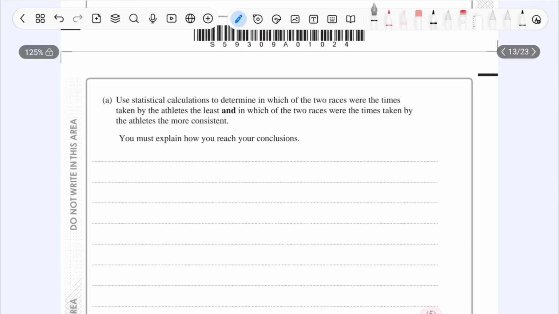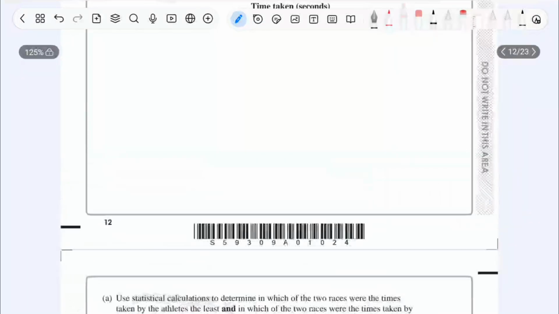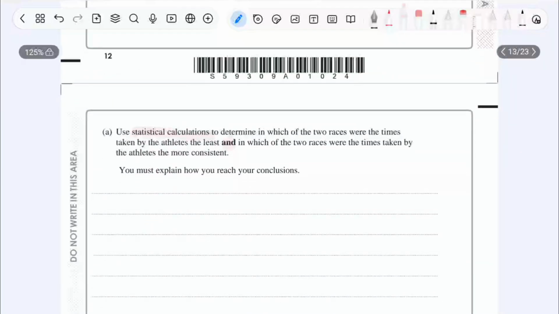It says here using statistical calculations. Now that's an important thing because it means we're going to have to use some numbers somewhere. This "and" is important because it means you don't choose one of the points, you need to do both points. And the points are, we need to determine which of Oslo or Zurich, which I'll just refer to as the different races, which one was the least in general, and which one was more consistent. So that's basically our main points. We need to use statistical calculations to do those 2 points.